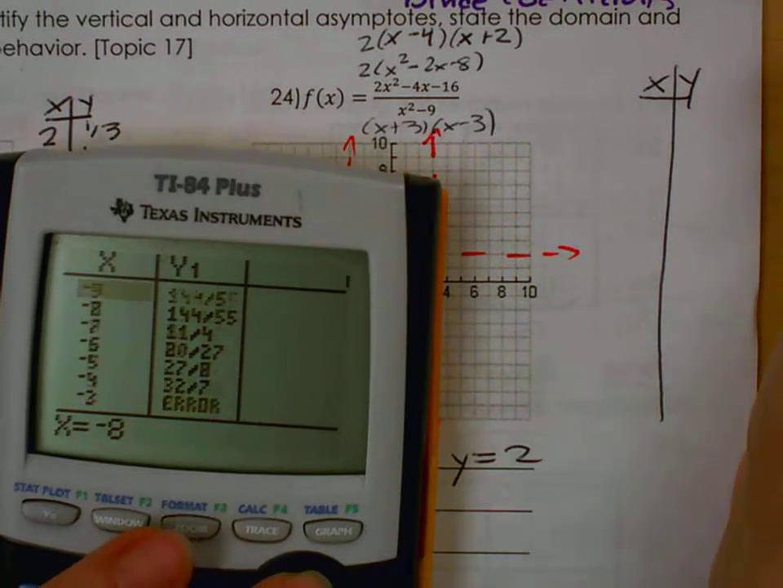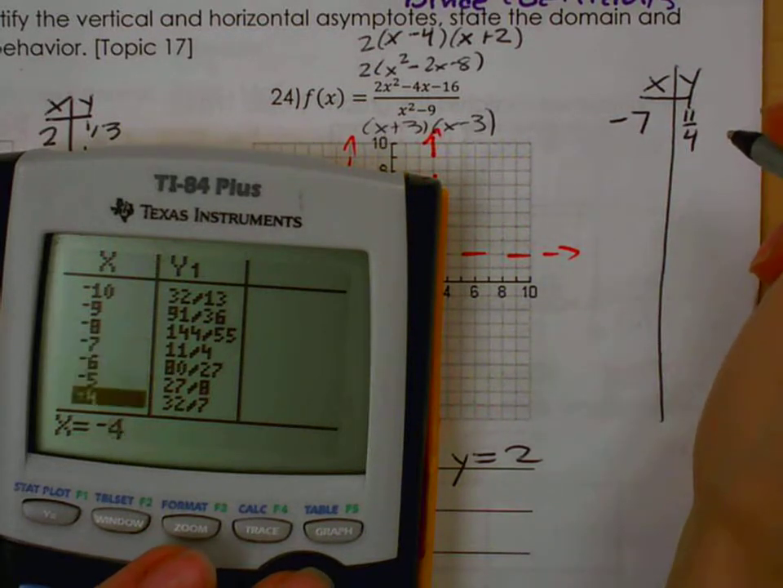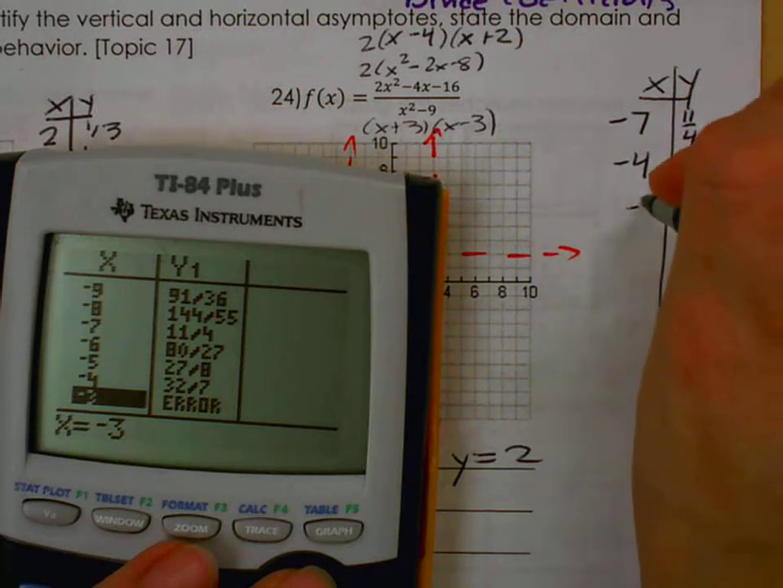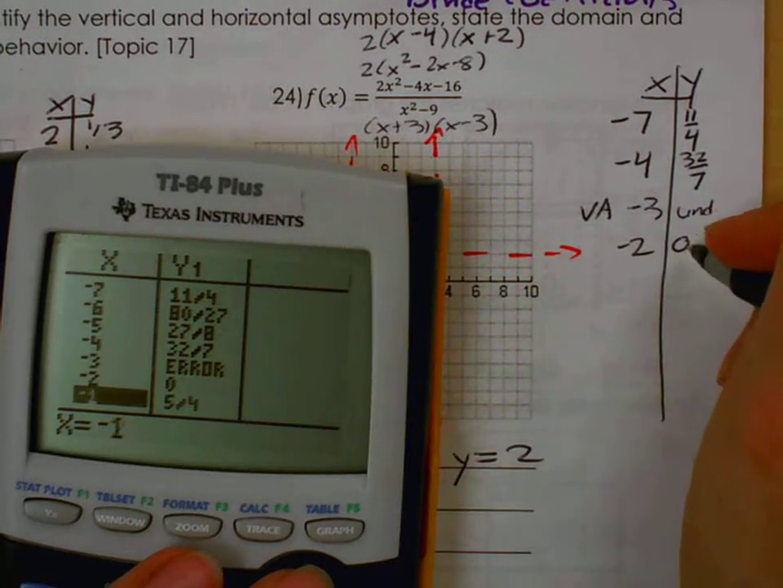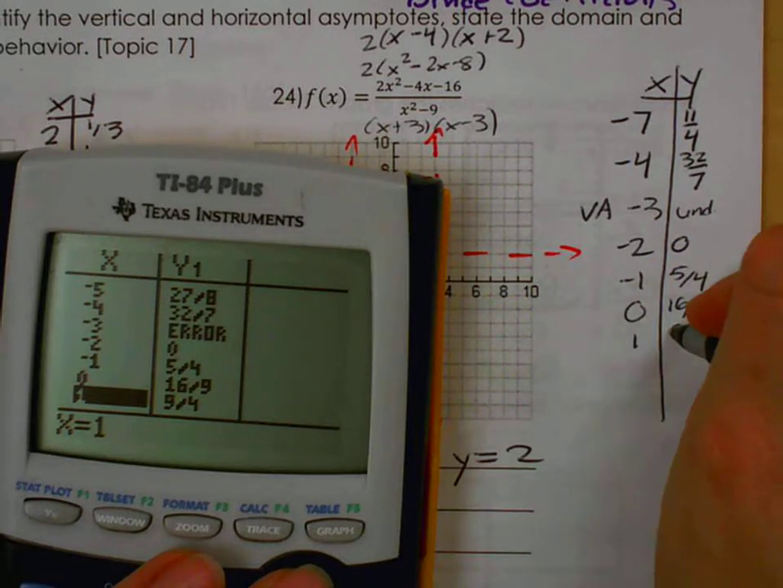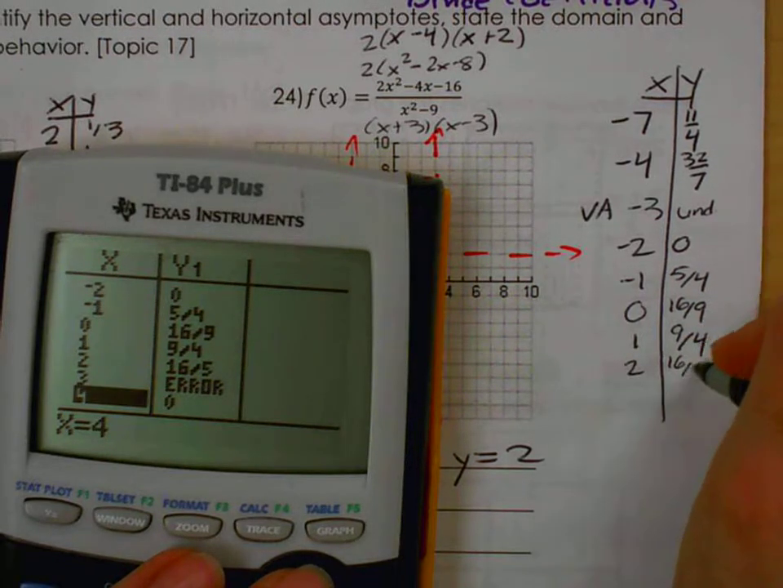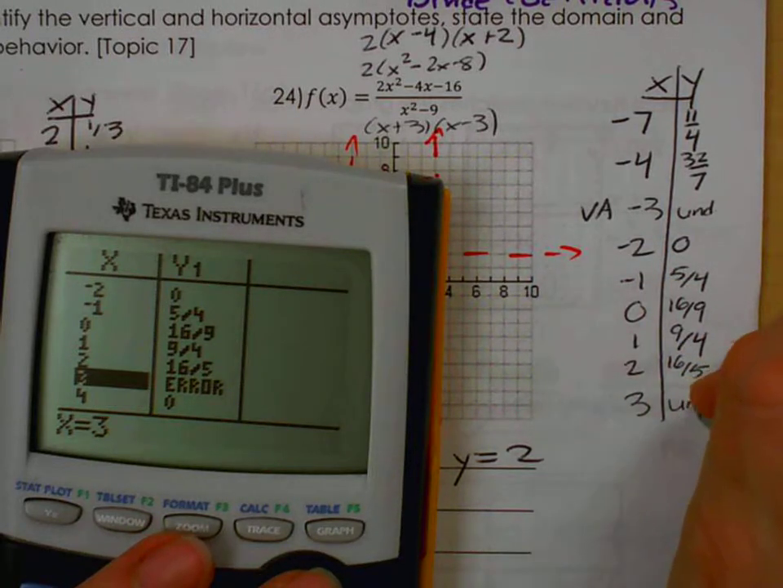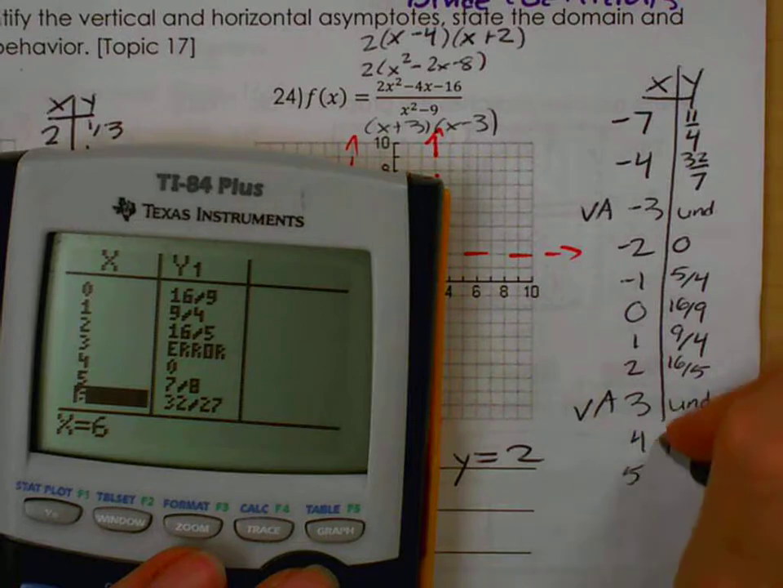So I've got, let's see, -7 and 11/4. I have -4 and 32 over 7. This is my asymptote, undefined, so that's one of my asymptotes. -2, 0, -1, 5/4, 0, 16/9, 1, 9/4, 2, 16/5. I'm putting a few extra points in. You don't normally need quite this many. 3 is undefined again. That's my other vertical asymptote. And then 4, 0, and 5, 7/8.